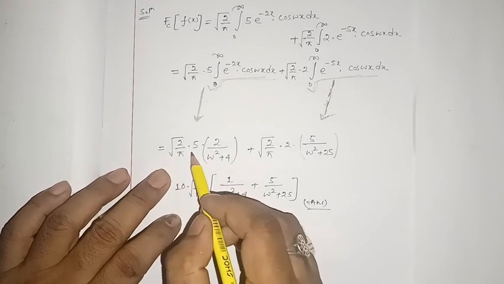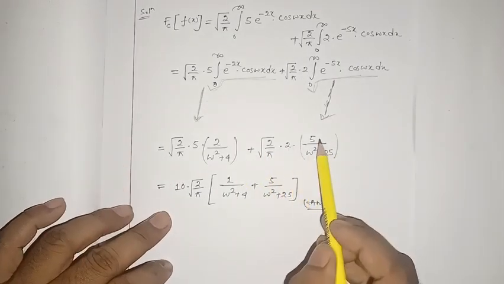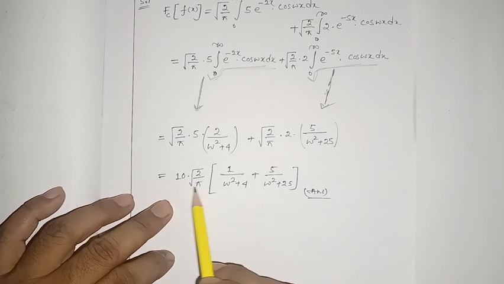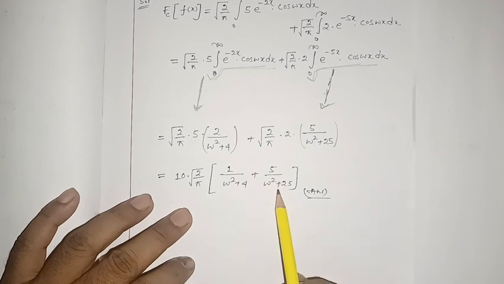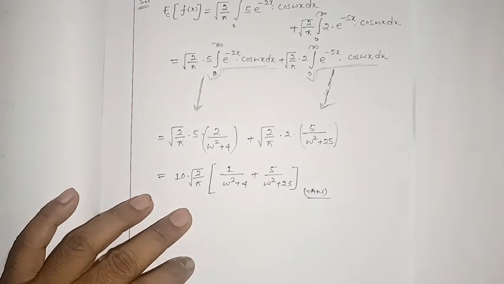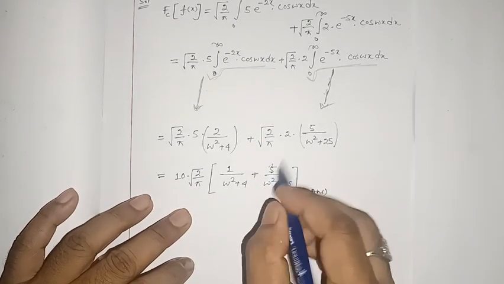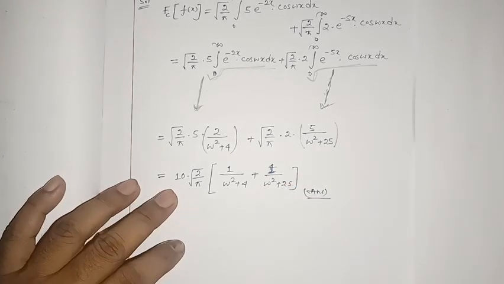So here we found root over 2 by pi, 5 into 2. Here it is root over 2 by pi, 2 into 5, so this is 2 into 5, 10. So 10 into root over 2 by pi, here this will be 1 by omega square plus 4, and for 5, if I consider 2 into 5, 10 only taken, this will be 1 by omega square plus 25.